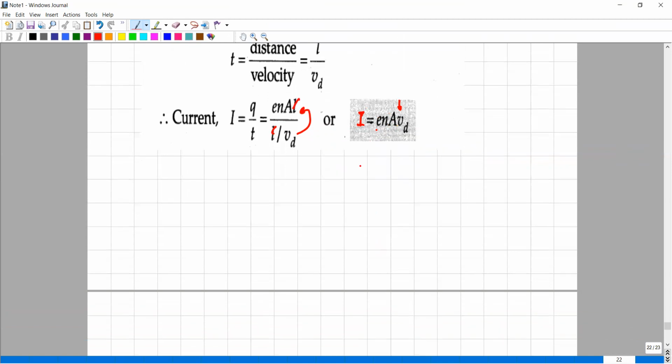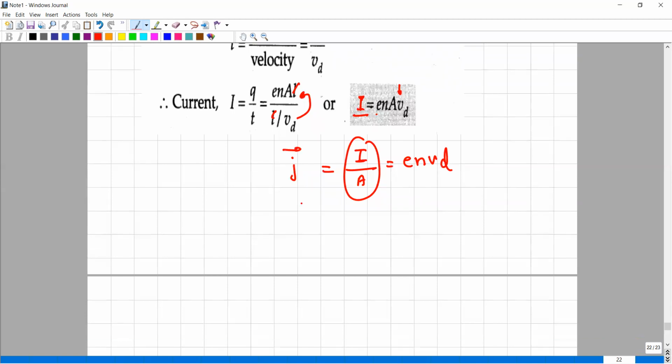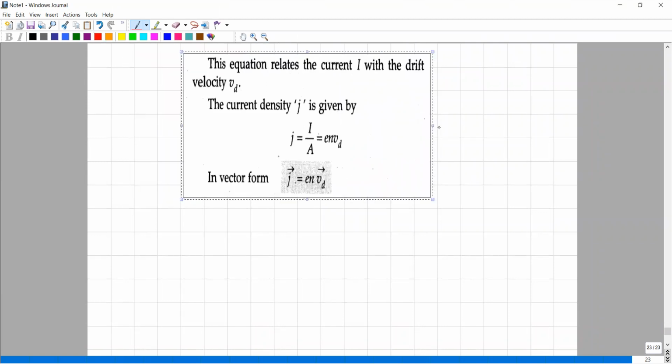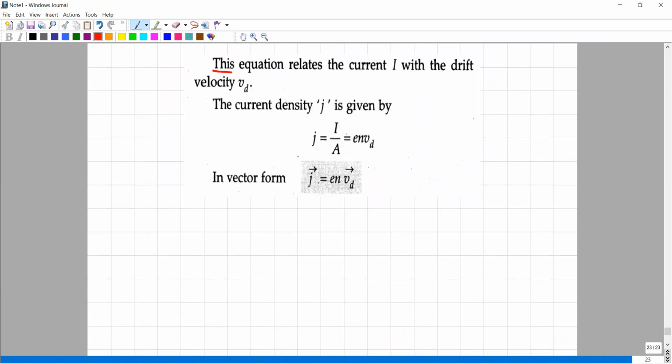Now in this expression, you can take I, and A you can take on the other side, in the denominator, and it will then become neVd. And I by A is current density J. So then you can also find the value of current density from here. Current density J, I by A.